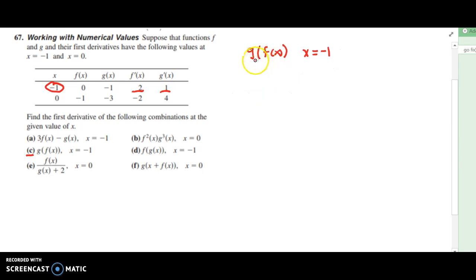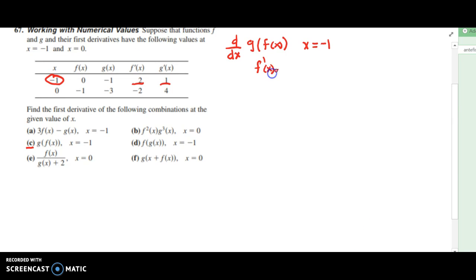Skipping down to C, g of f of x, we want the derivative of this. So this is really just a chain rule. The derivative of the inner function times the derivative of the outer function with the inner function plugged back in. So before, from our table, the derivative of f at negative 1 is 2. F of negative 1 is 0. And g prime of 0 is 4. So 2 times 4 is 8. That last one, we're just looking at when x is 0. My derivative in the function g is 4.